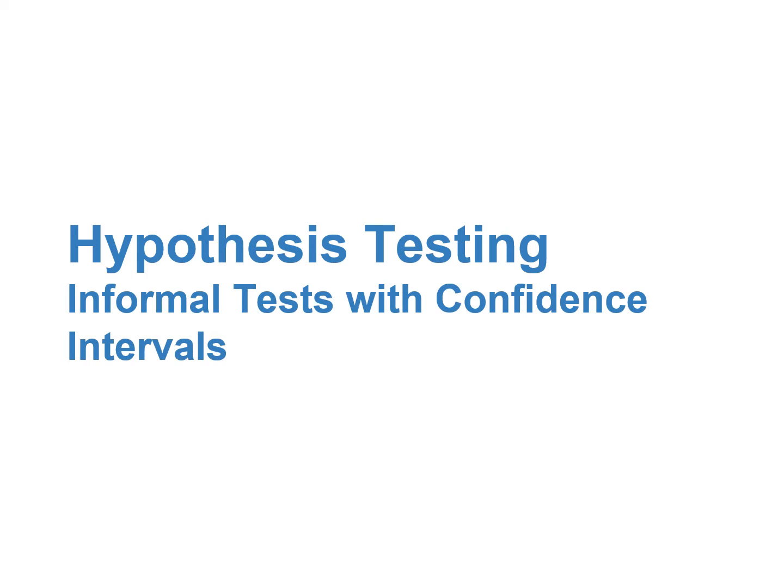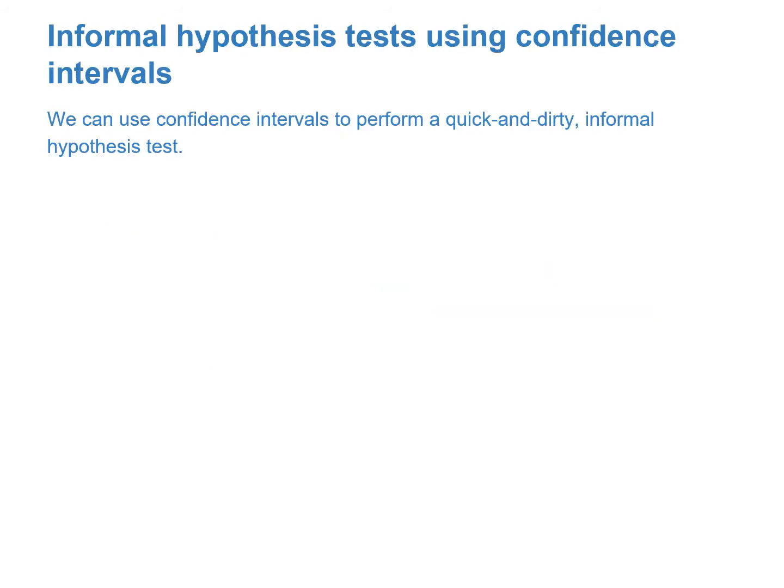This video demonstrates how we can do an informal hypothesis test using a confidence interval. We can use confidence intervals to perform a quick and dirty, informal type of hypothesis test. Our null hypothesis is always of the form that the parameter, here p, is equal to some null value, p sub 0.